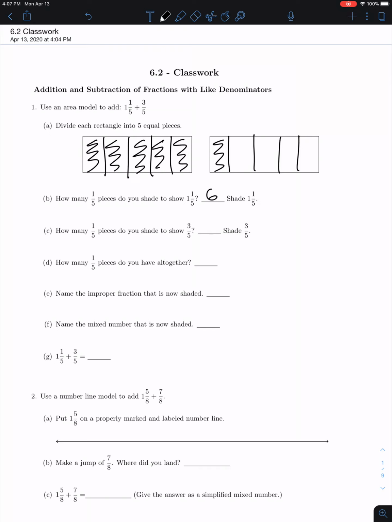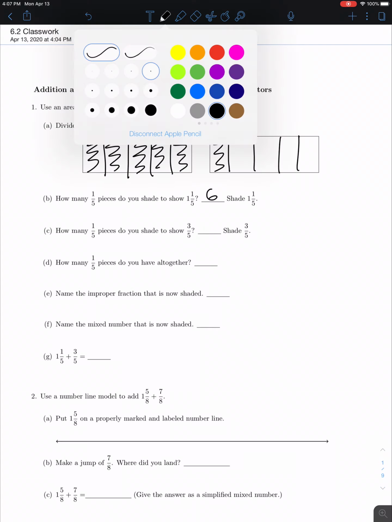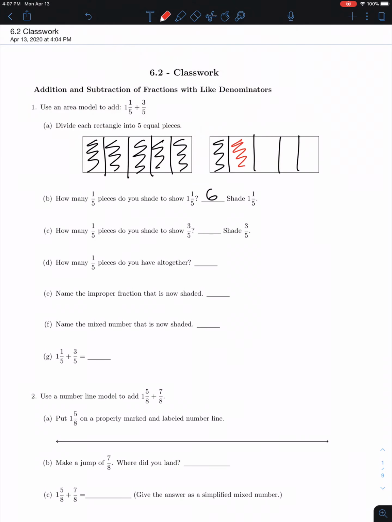Now let's do the same thing for 3/5. I want to shade 3 of the fifths. I'm going to use a different color. There's 1, 2, 3. So I'm shading 3 pieces to get 3/5. How many 1/5 pieces do we have all together? 1, 2, 3, 4, 5, 1, 2, 3, 4. So we've got 9 pieces all together.